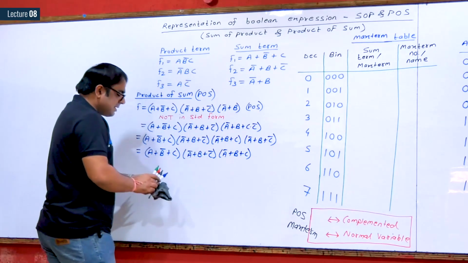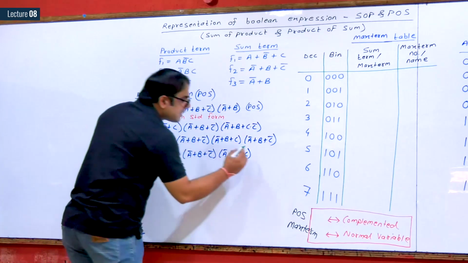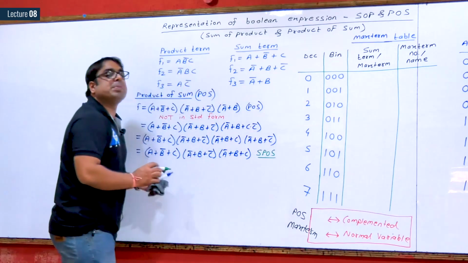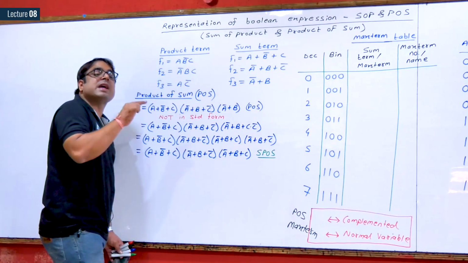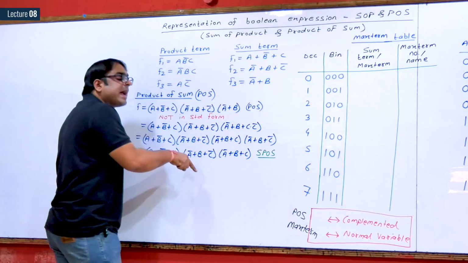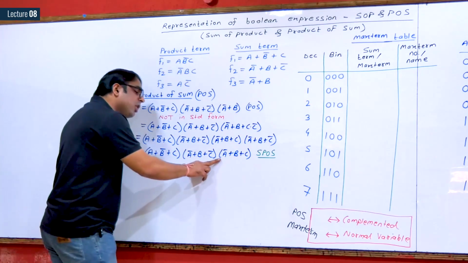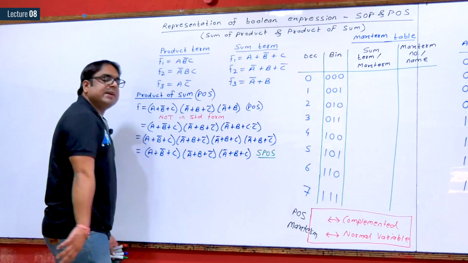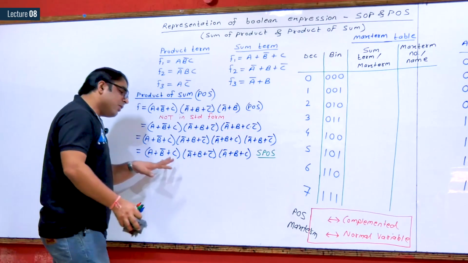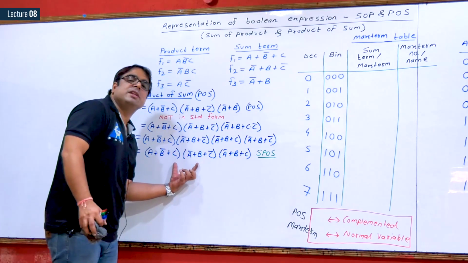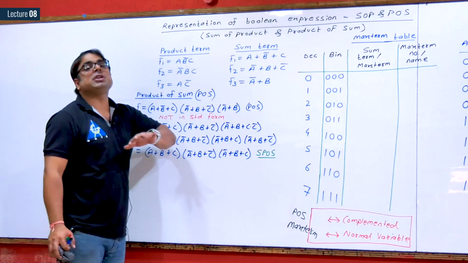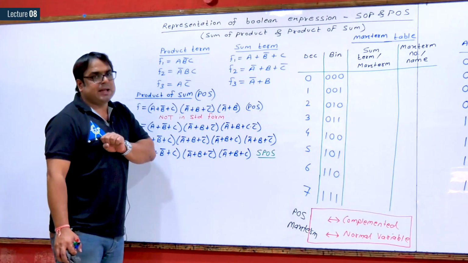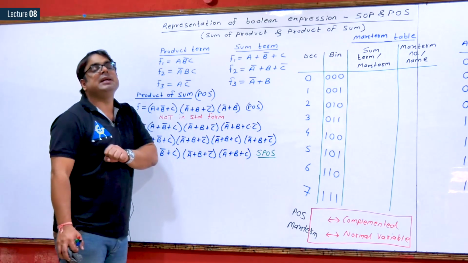So now this is in the standard form. This is standard product of sum. As we had standard sum of product, this is standard product of sum. All the variables are present in all the terms. Now again, since we have only three variables, only 8 sum terms are possible. So if there are a limited number of possibilities, we can give a name to all the individual sum terms.